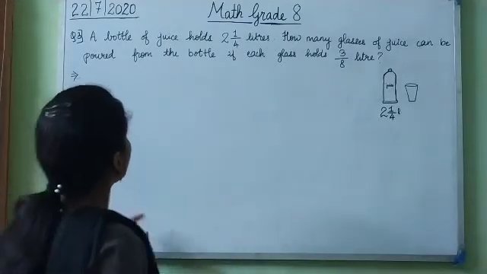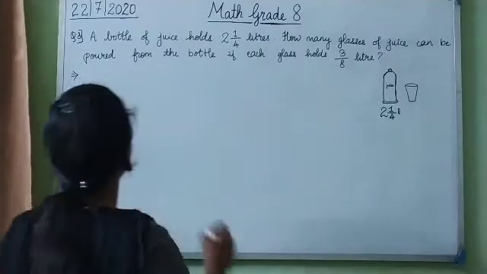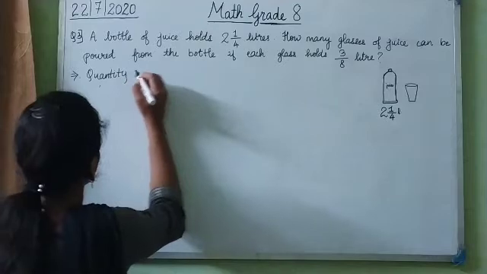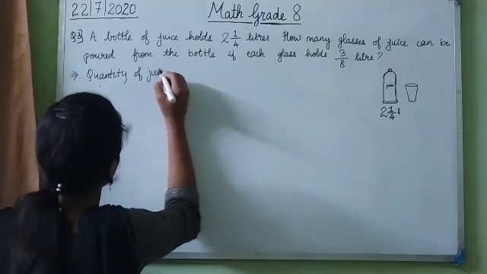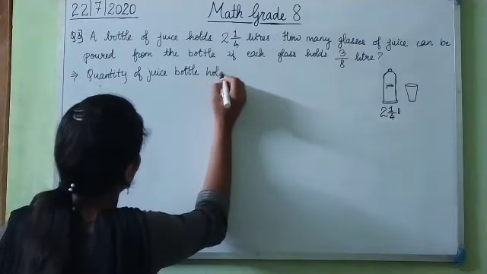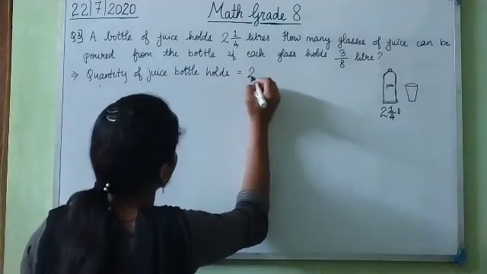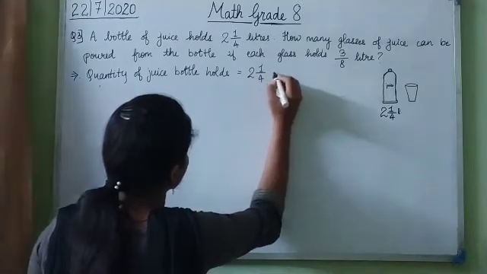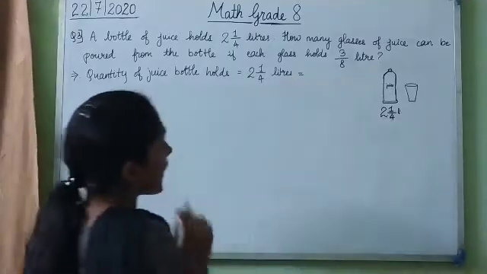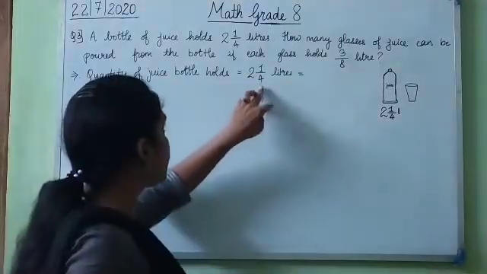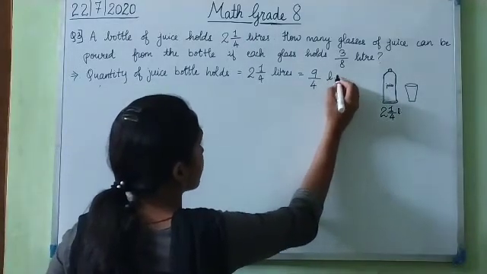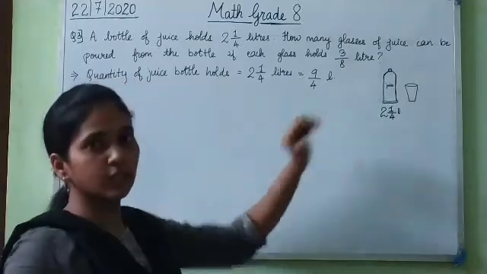So let us first write the quantity of juice the bottle holds. So the bottle holds how much? 2 1/4 liters of juice. Okay, 2 1/4 liters. This is again a mixed fraction, so we first convert it to an improper fraction. 4 2s are 8, 8 plus 1 is 9. So this is 9/4 liters. Okay, so the bottle contains 9/4 liters of juice.